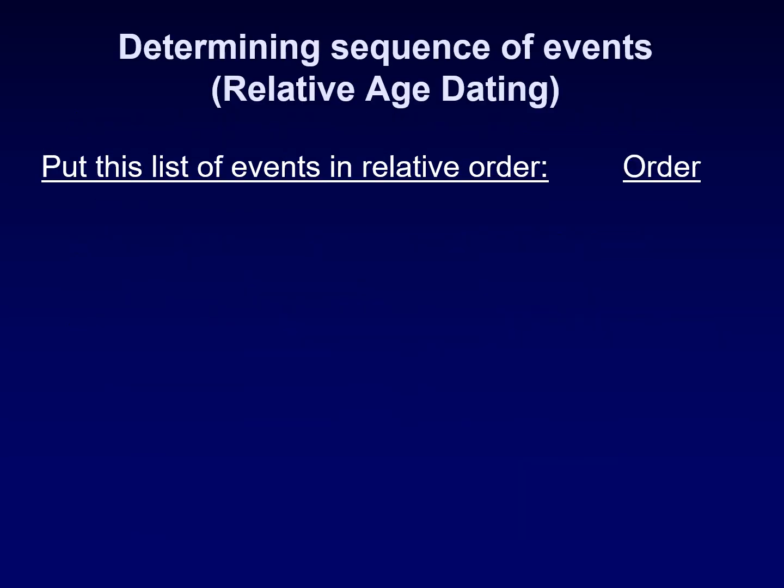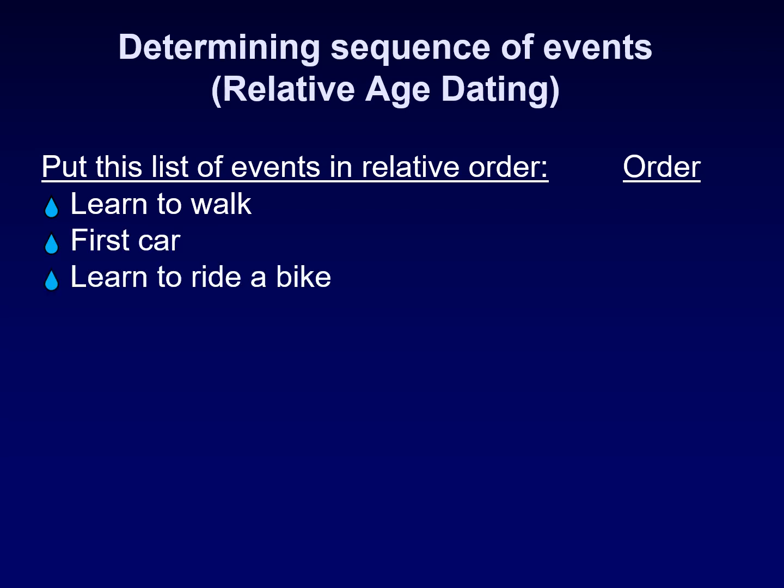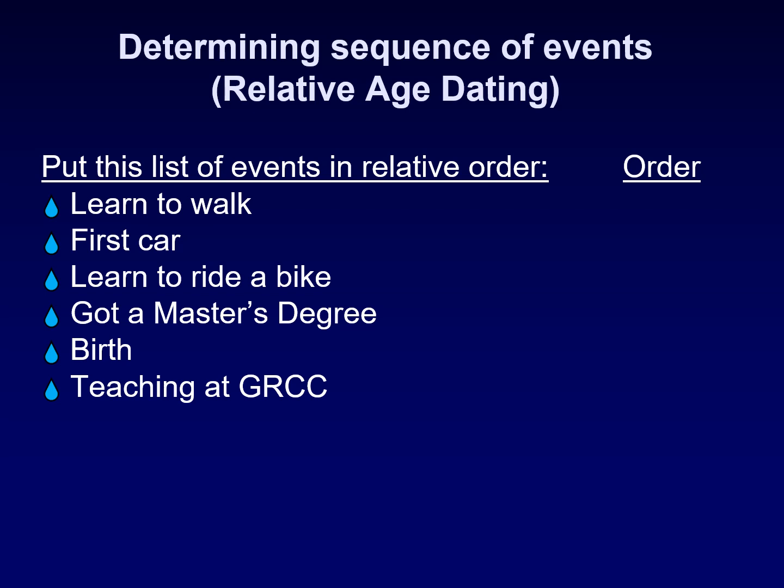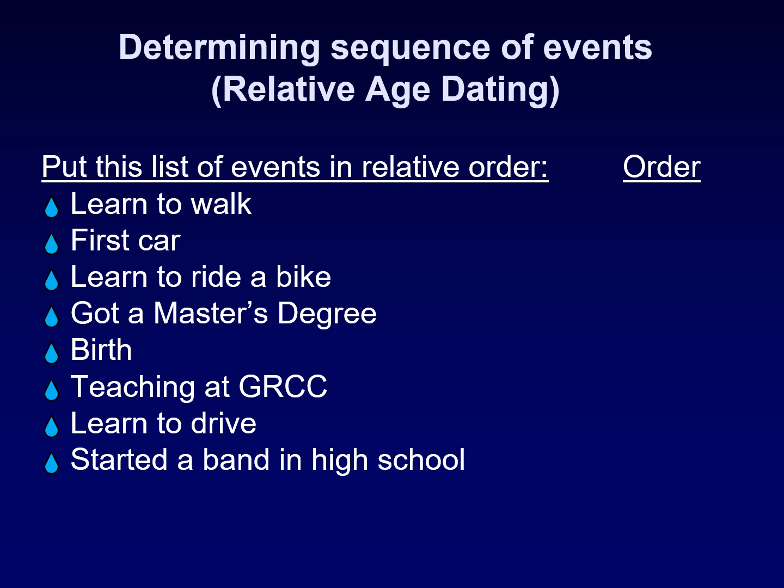Okay, so the following events are times from my life, and I'm going to list them first, and then I want you to pause the video and try to put them in some kind of a relative order. Okay, so let's start with the first one, learn to walk. Then my first car, learning to ride a bike, getting a master's degree, my birth, teaching at GRCC, learning to drive, starting a band in high school, and getting married.